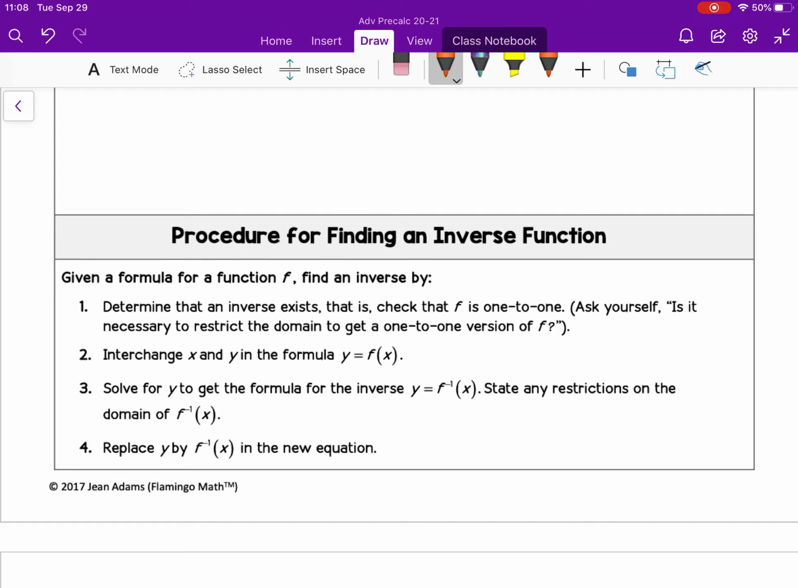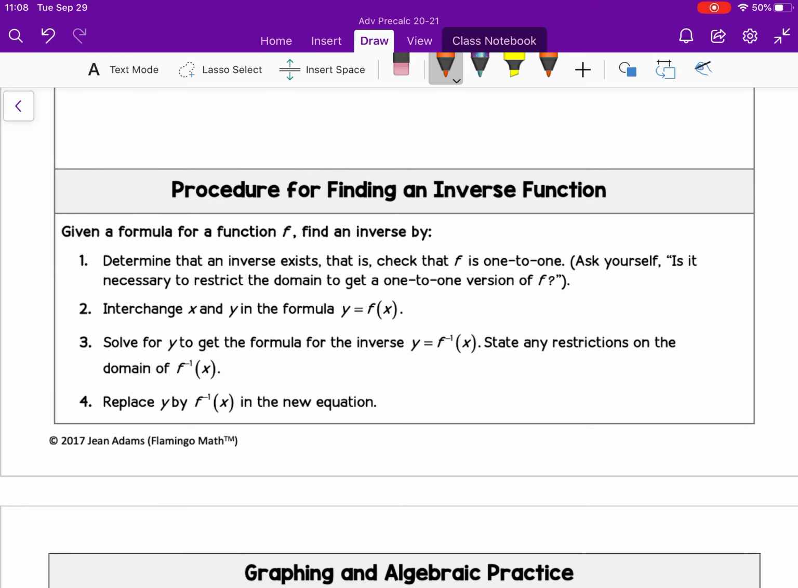All right, last piece of the video. We're actually going to find the inverse algebraically. Here are the steps to finding the inverse function. Do not feel that you must write them down, because if you notice your next slide in your presentation, I've actually copied and pasted this so that you will have it, because I do think it is important to have.